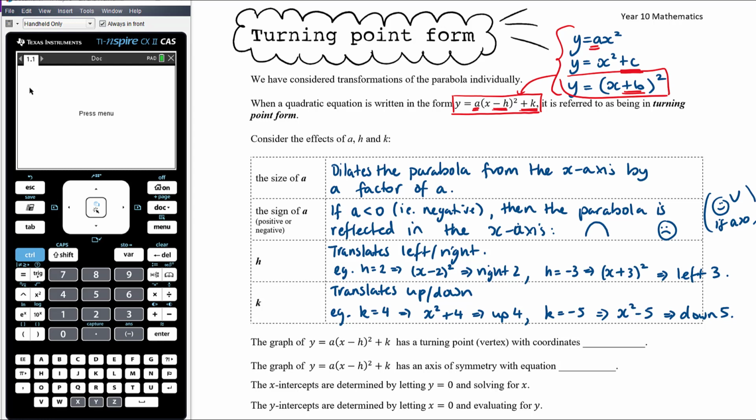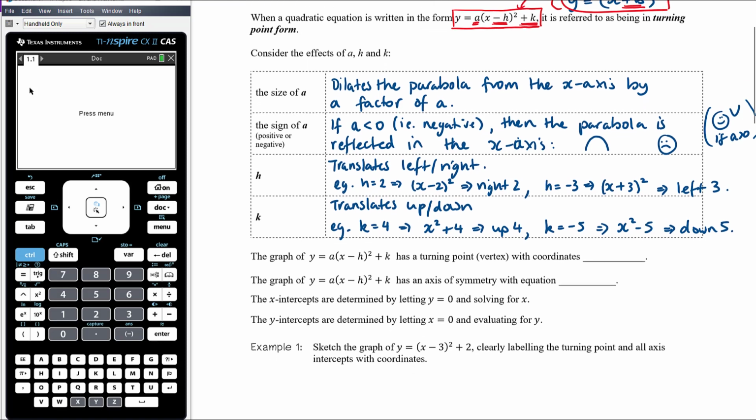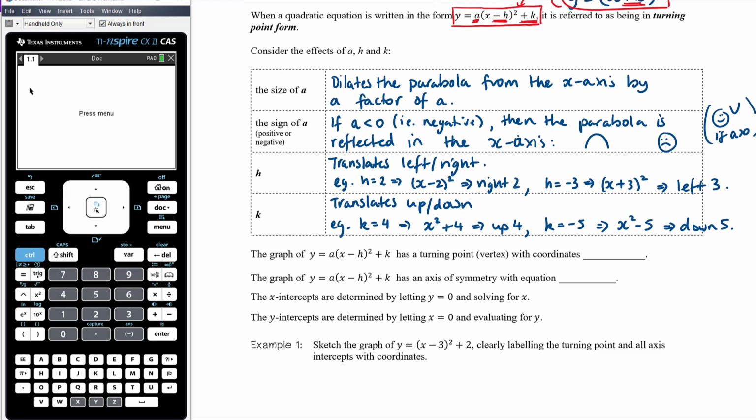Okay, so as I mentioned before, this form we call turning point form because immediately h and k tell us about where the turning point will be. If you've taken the parabola which had its turning point at 0, 0, and you've translated it to the right by 5 and up by 3, you now have a parabola with a turning point at 5, 3.